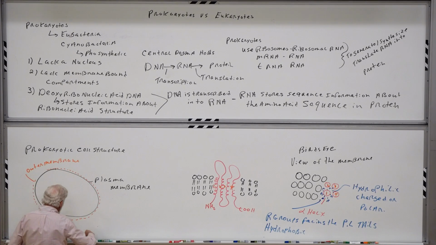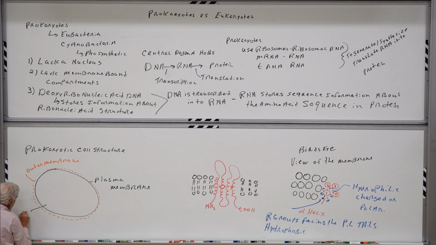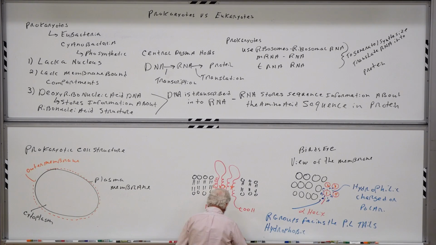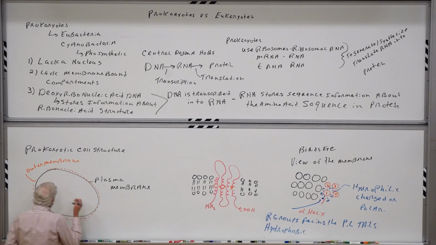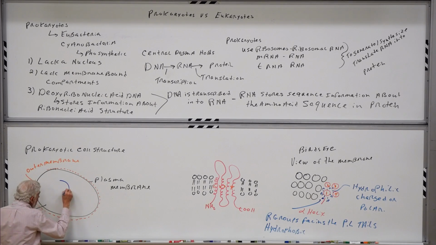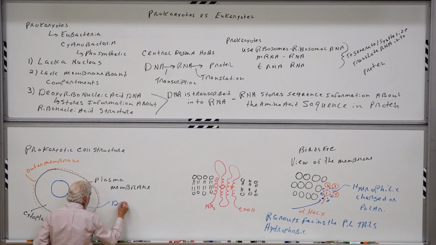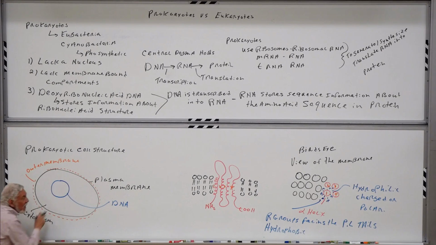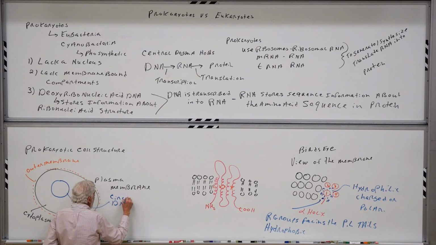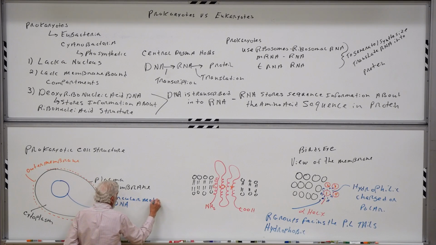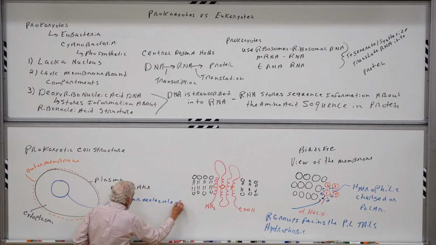But if we look into the cytoplasm, we find that within the cytoplasm is a single strand, a single molecule of DNA. Frequently, these DNA molecules are attached right to the plasma membrane, but it's a single circular molecule of DNA.